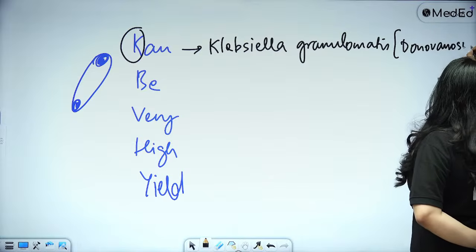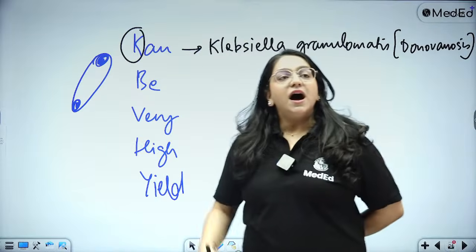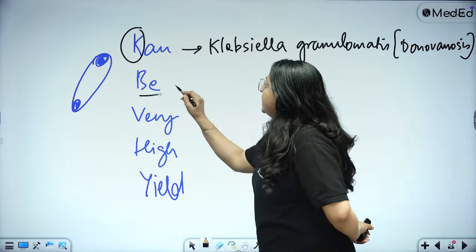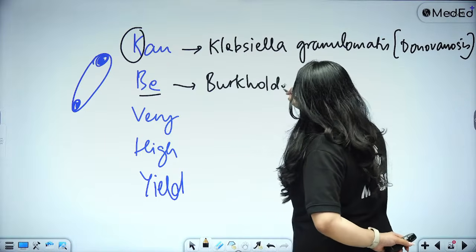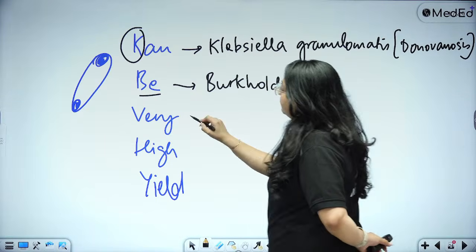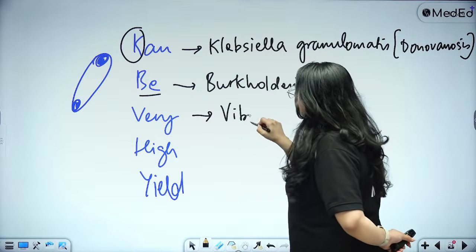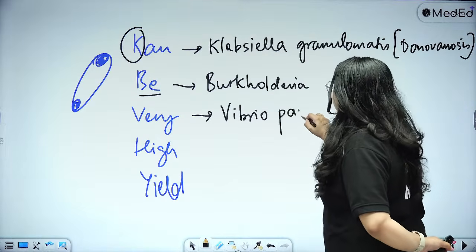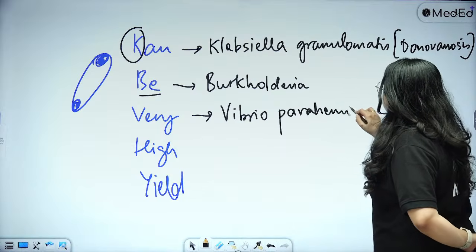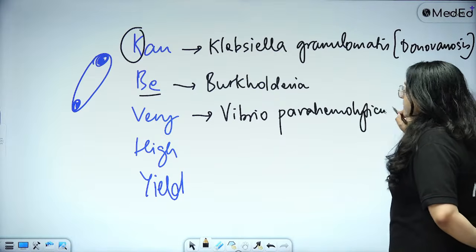Donovanosis, which is also a sexually transmitted ulcerative disease. B, Burkholderia. V, Vibrio. But of course, life is not so simple. So, which Vibrio? Not cholerae. Parahemolyticus. Vibrio parahemolyticus.